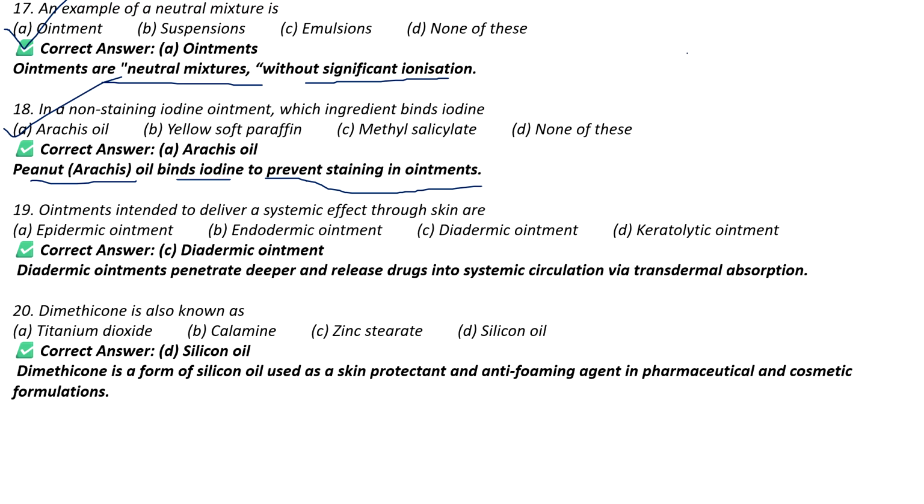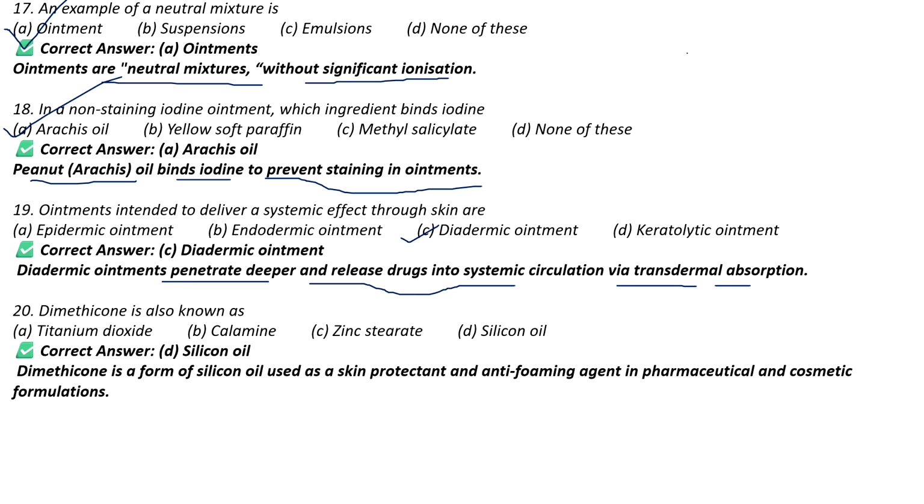Moving on to the next question, ointments intended to deliver a systemic effect through skin are, and the options are epidermic ointment, endodermic ointment, diadermic ointment या keratolytic ointment. सो जो diadermic ointments होती हैं that penetrate deeper and release drugs into the systemic circulation via transdermal absorption. So we can say option C, that is diadermic ointment, is the correct answer for this question. Moving on to the next question.